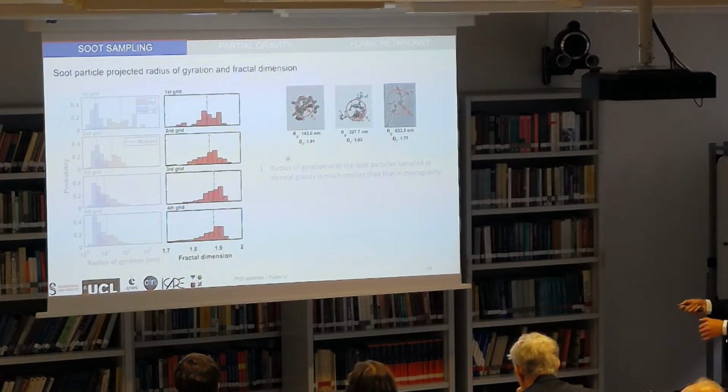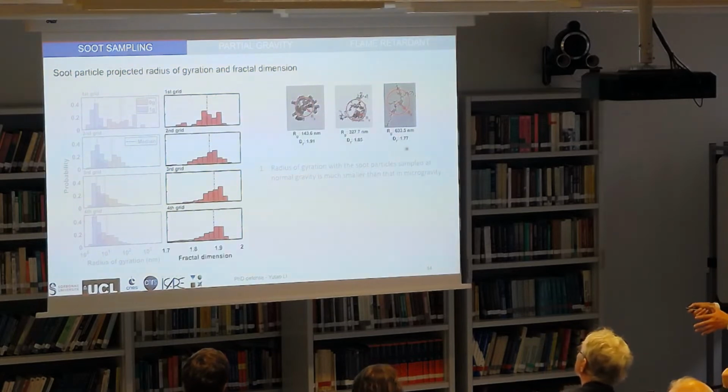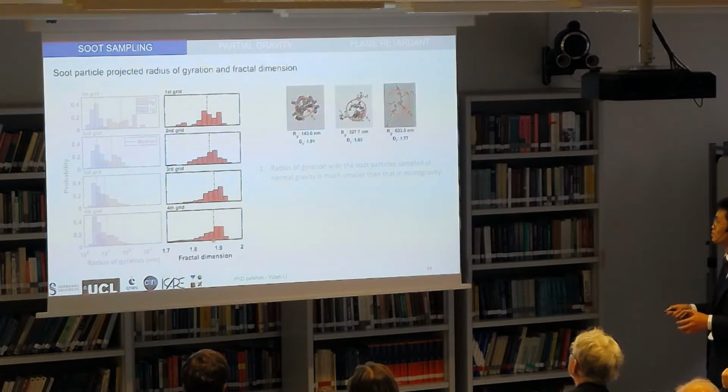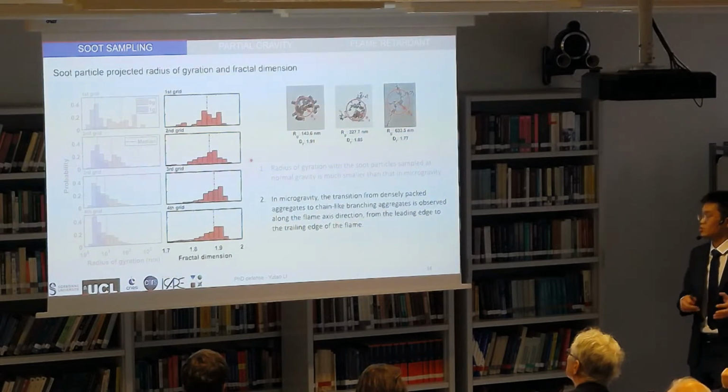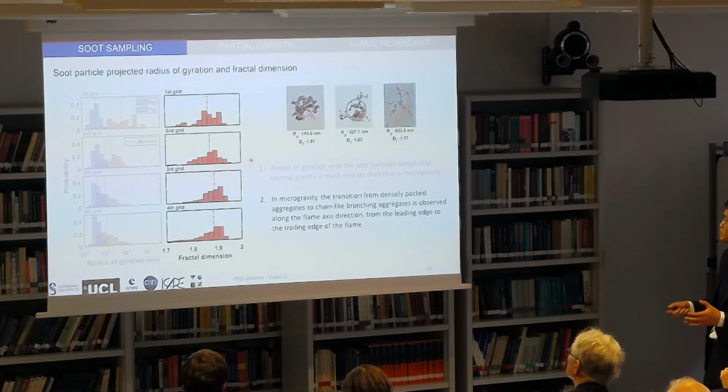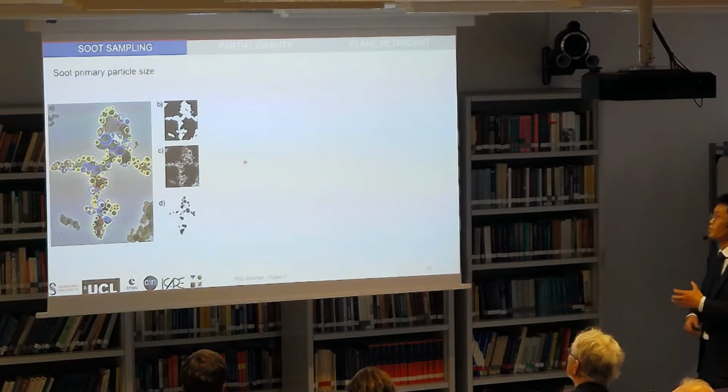When the value is higher, the soot particles are more like densely packed aggregates. Otherwise, they are more like chain-like branching aggregates. With the evolution of the result, we can find the transition from the densely packed aggregate to the chain-like branching aggregate along the flame axis, from the leading edge of the flame to the trailing edge of the flame. And the last property that we observe here is the soot primary particle size.